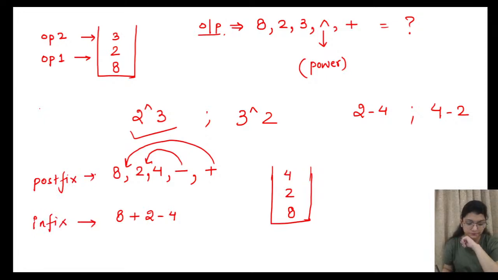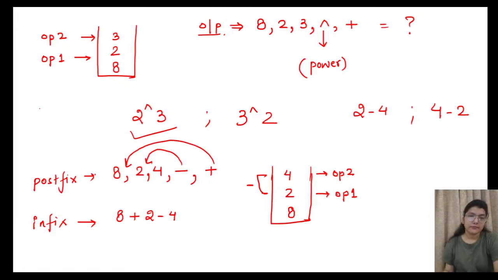Yes or no? So if you try to say that we will do, this is your operator 2, this is your operand 2, and this is your operand 1, right? And when we perform multiple subtraction, it is basically between these two, right? 2 minus 4 it is, right?